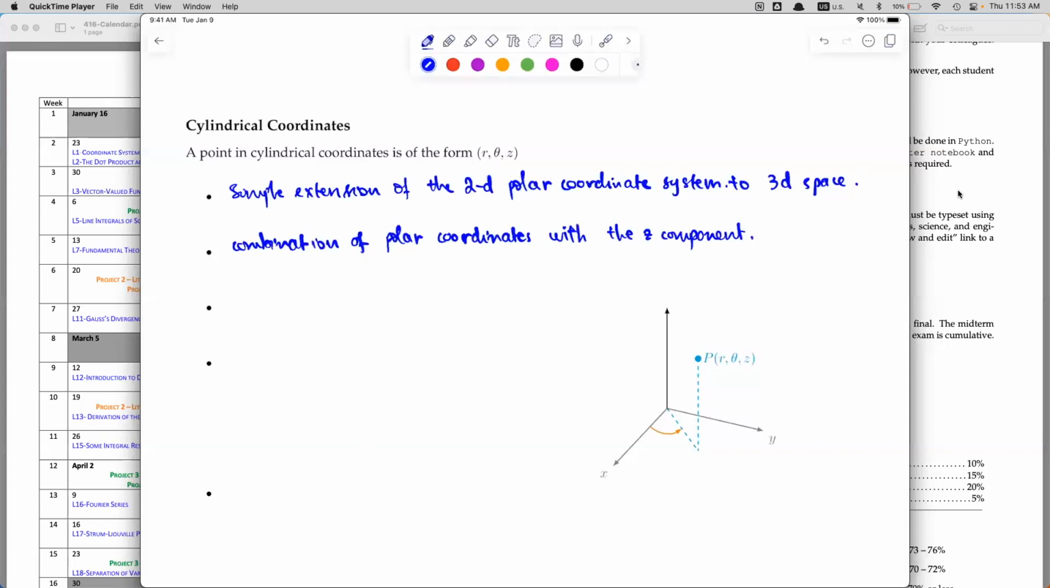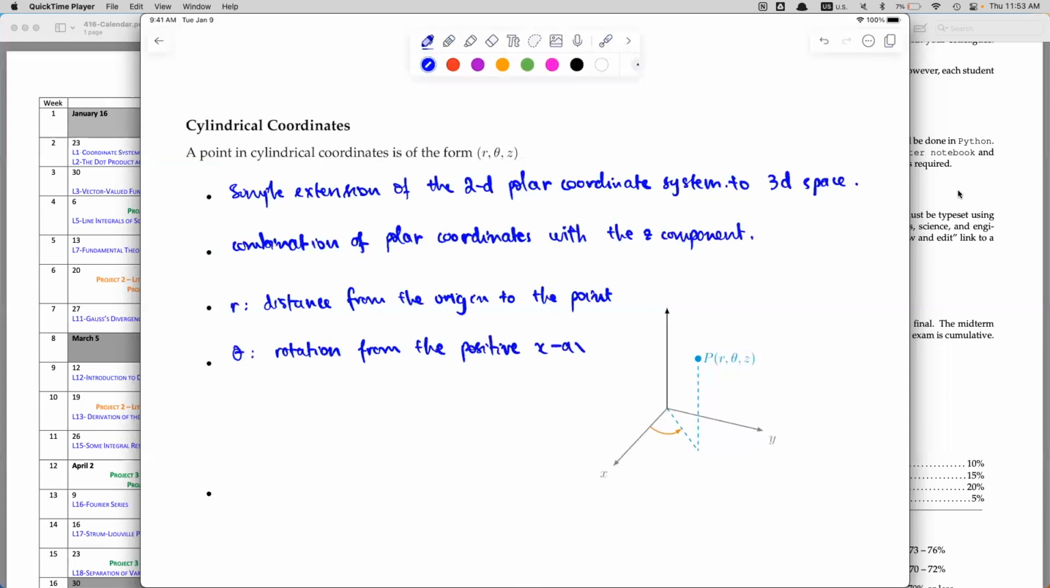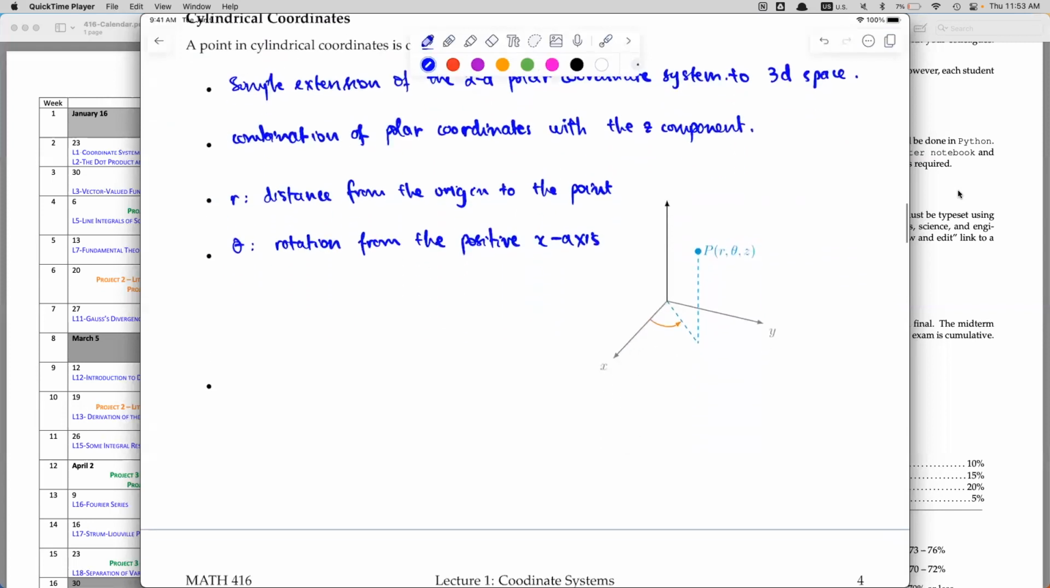So again, r is the distance from the origin to the point. Theta is the rotation from the positive x-axis. And z is how high you want to go up or how low you want to go down, how much you want to go up or down in the z direction.